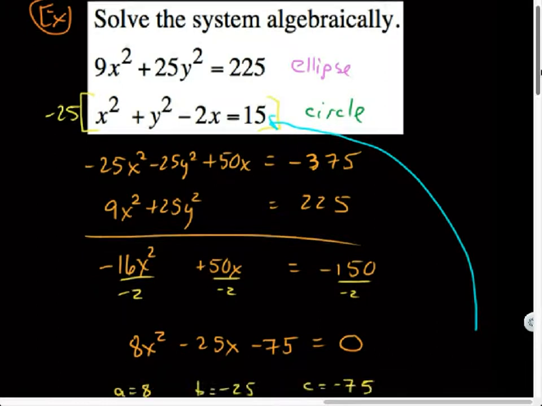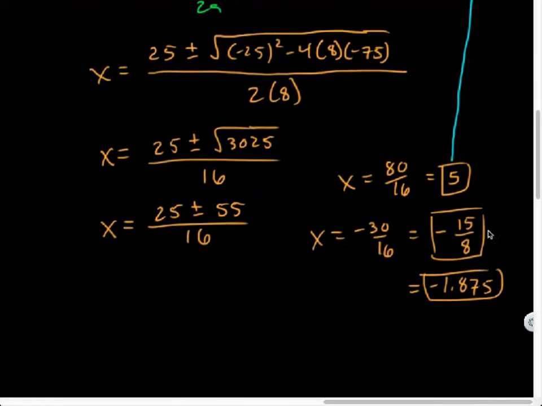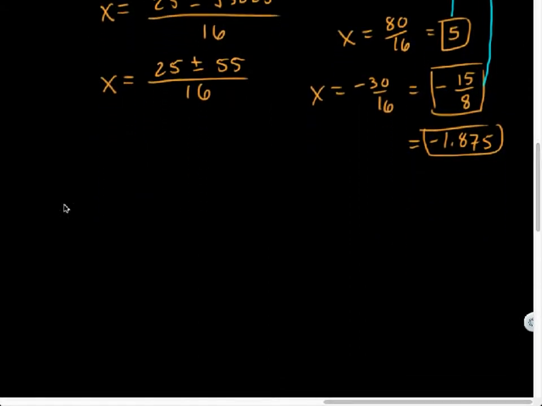Right? Am I right? I'm right. So I'm going to plug in 5 once, and I'm going to plug in this guy once. So that's what's going on here. I'm going to have to evaluate it twice. It was x squared plus y squared minus 2x equals 15. Yeah, that's probably a little easier. So plug in the first one.